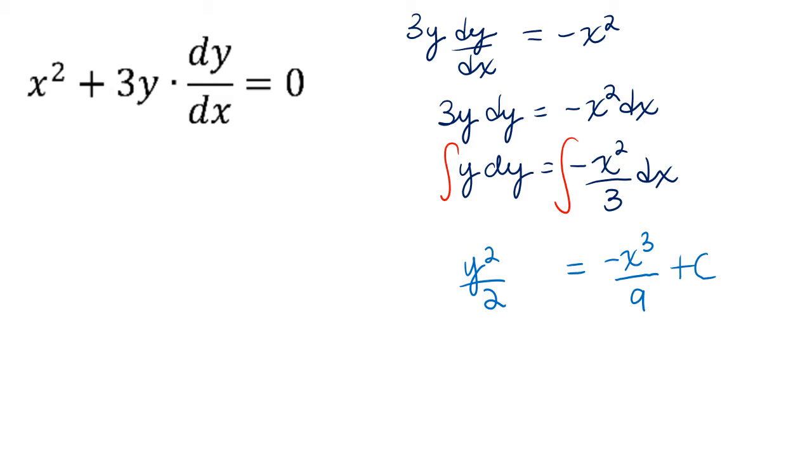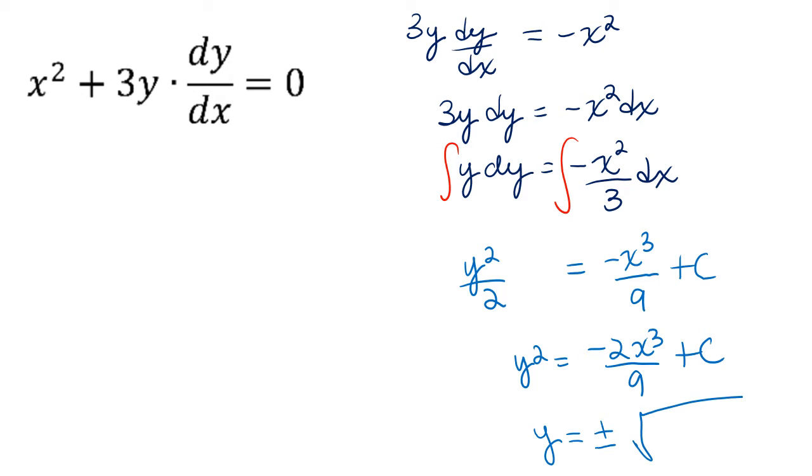So we can multiply both sides by 2. And again, 2 times a constant is a constant, so we're just going to leave it like that. And then we can solve explicitly for y. It's not very pretty, but we end up with y is the square root of negative 2x cubed over 9 plus c. So this is the general solution to this differential equation.